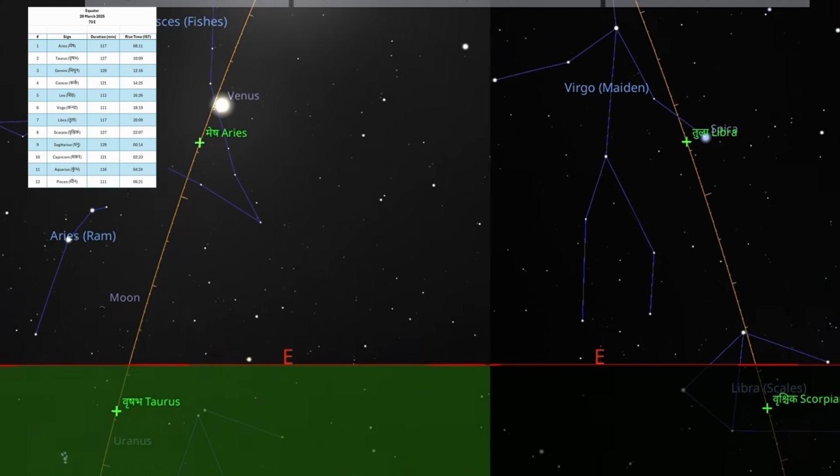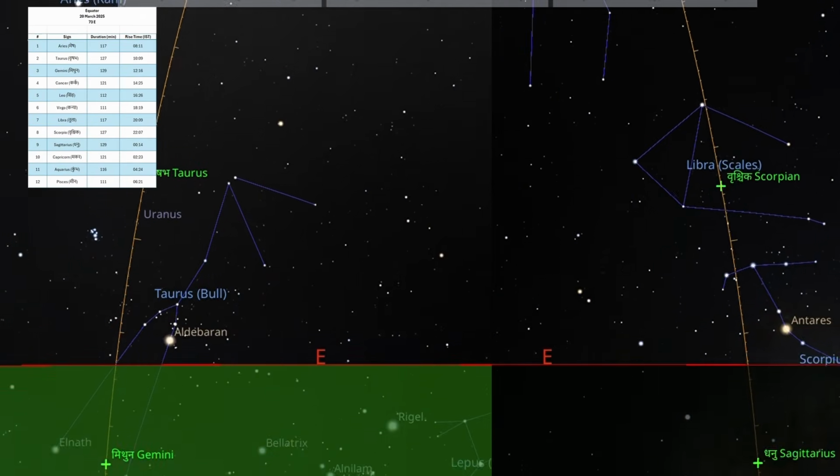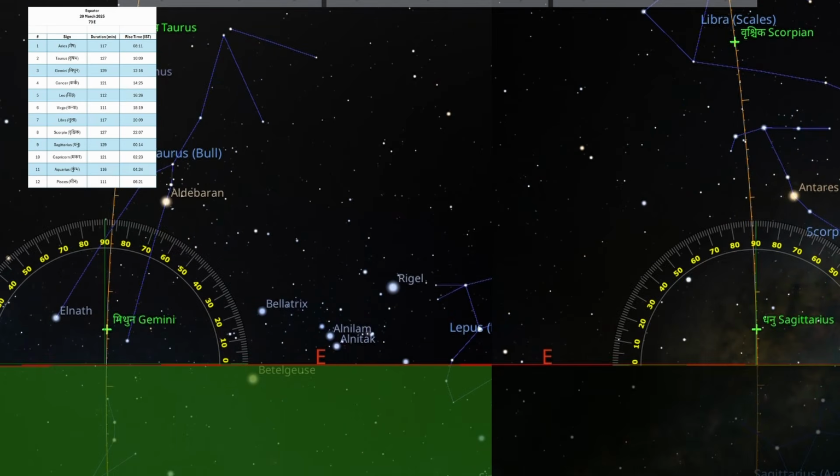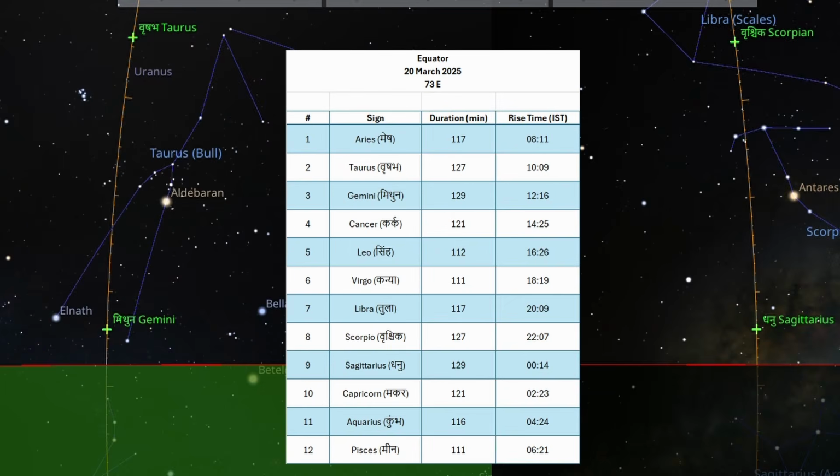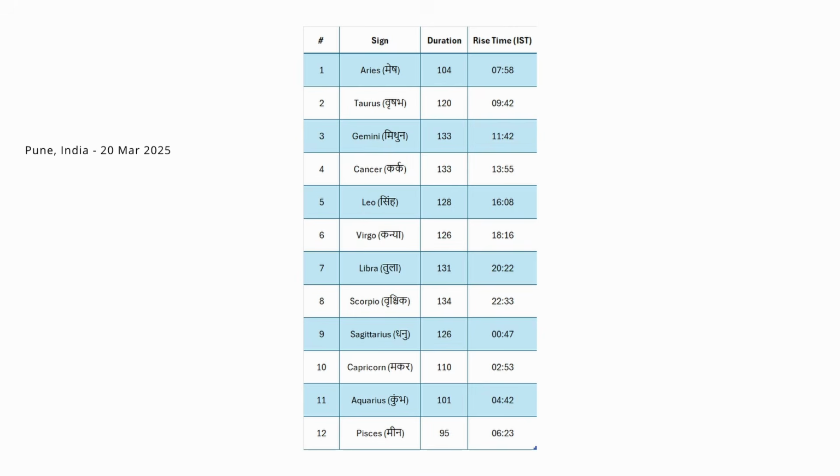Observe the angle made by these signs with the horizon. Every seventh sign in the table has the same duration. This symmetry is only at the equator. For higher latitudes, it is no longer the case.